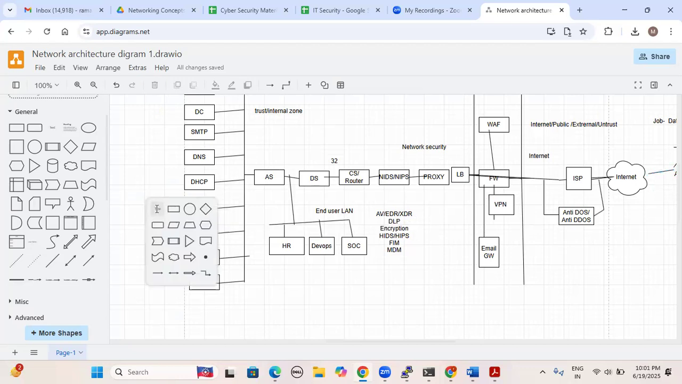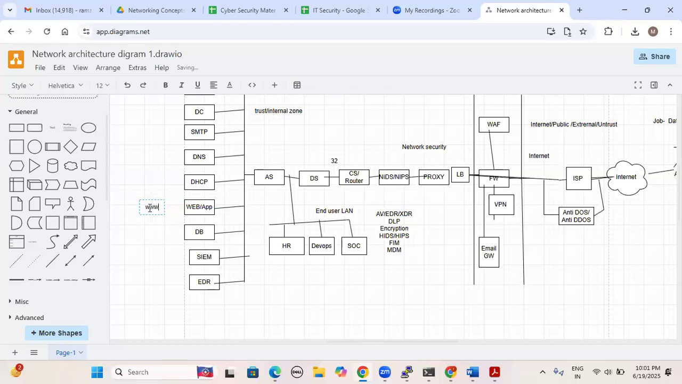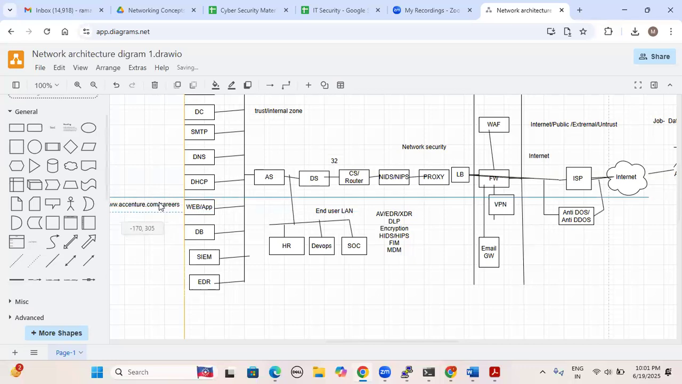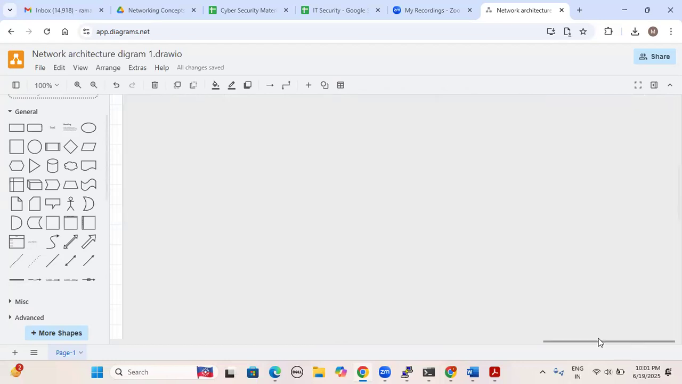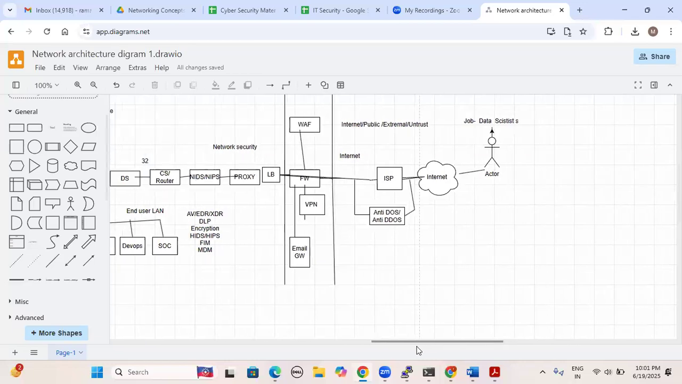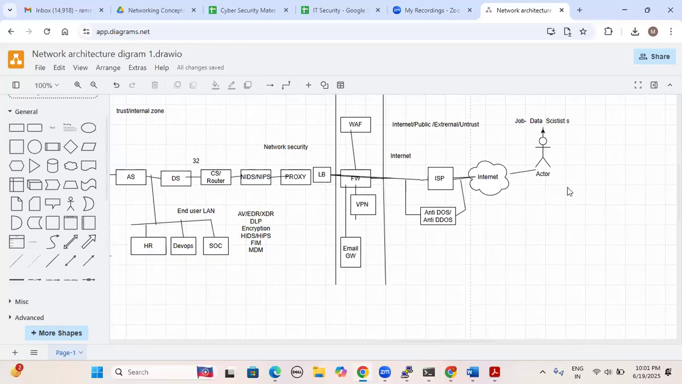So here is our trust zone. He is applying at www.accenture.com/careers. This is the place where our application is hosted on top of the web server or app server. In that scenario, how will the flow data come from the candidate to accenture.com? The candidate is sitting outside. He has not joined yet, and he is looking for a job at Accenture.